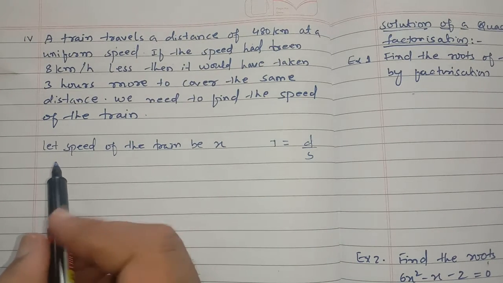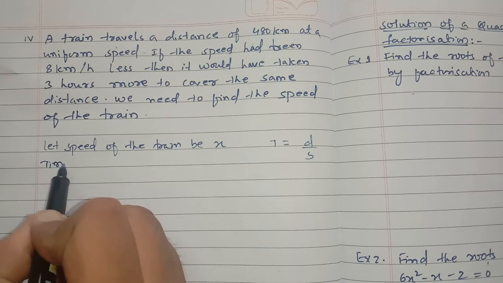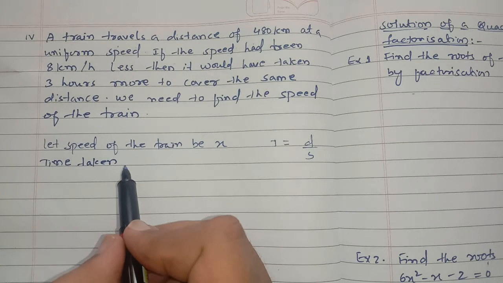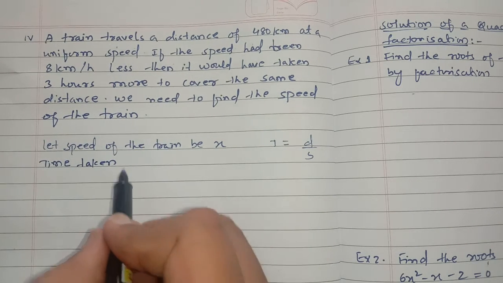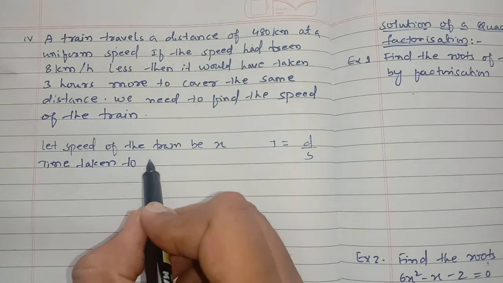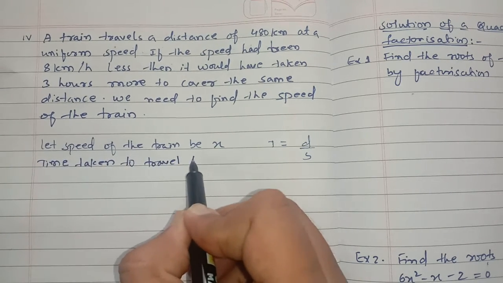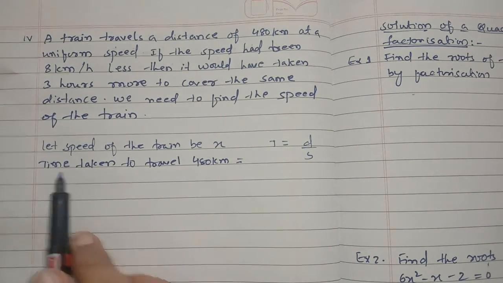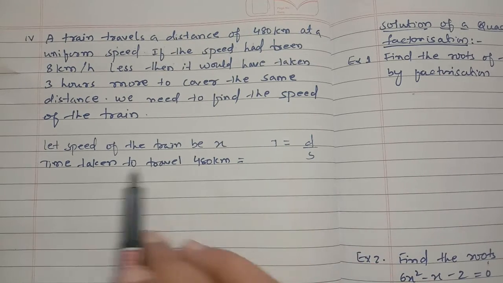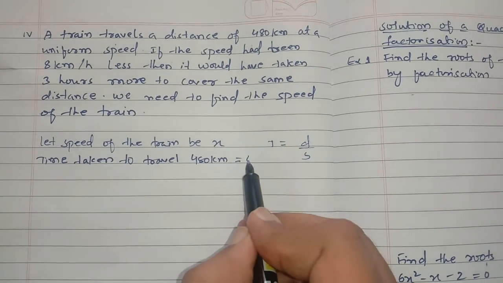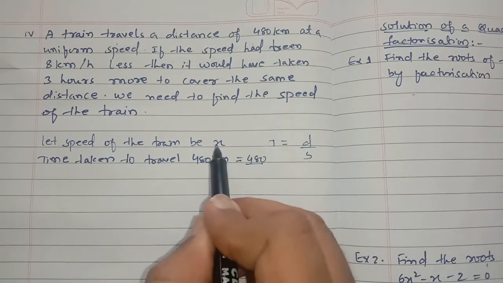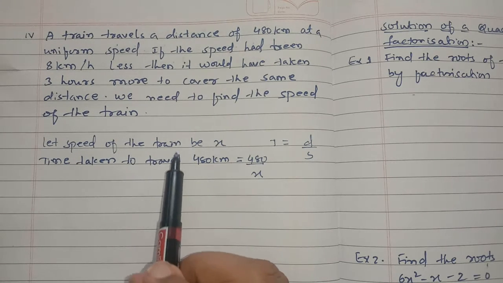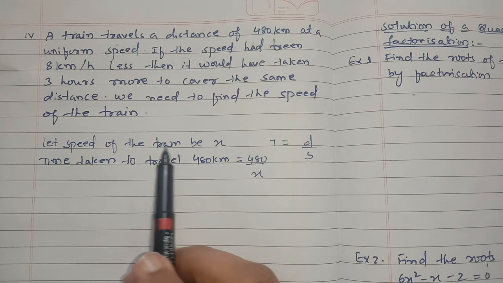Now time taken to travel 480 km is equal to distance by speed. Distance is 480 km, students, divided by speed x. This is the first situation when we have taken the speed of the train as x.